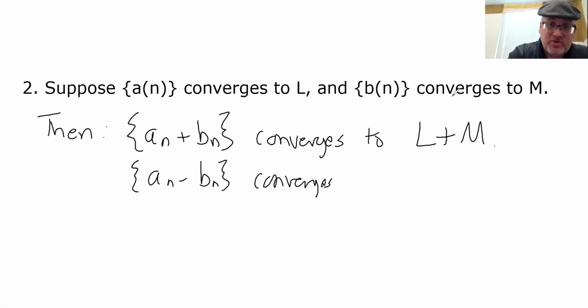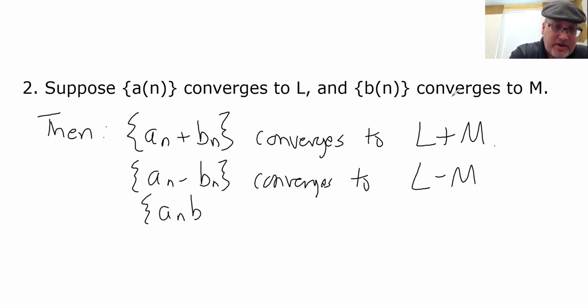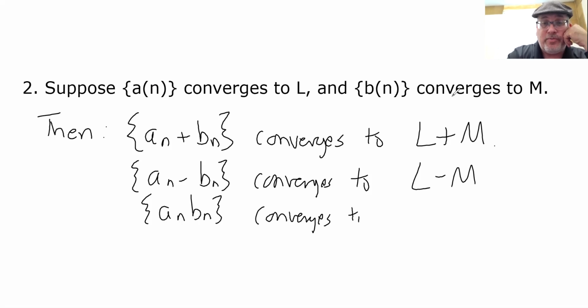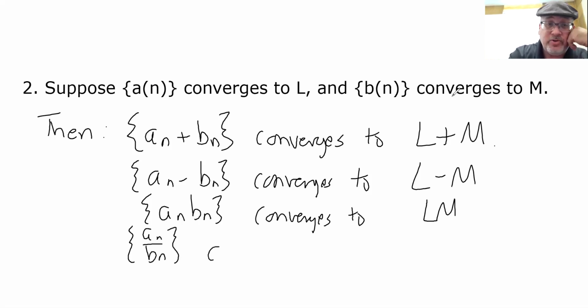This converges to L minus M. If you form a new sequence by multiplying terms for two given sequences, then that sequence converges to the product of their limits. And of course, if you form a ratio of terms of two sequences, that converges to L over M if M is not equal to 0.